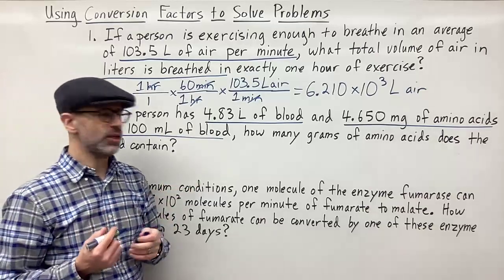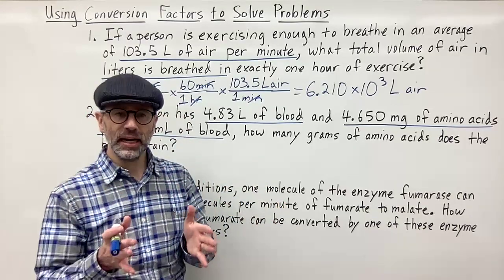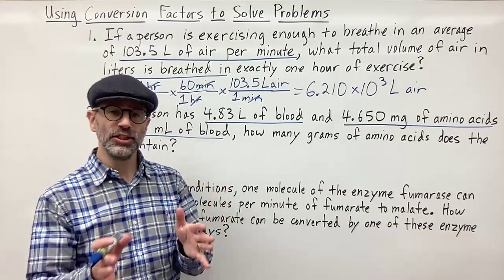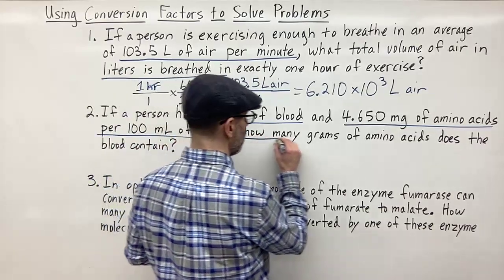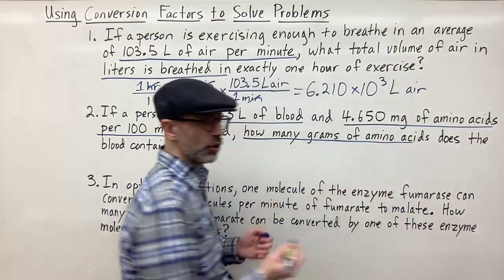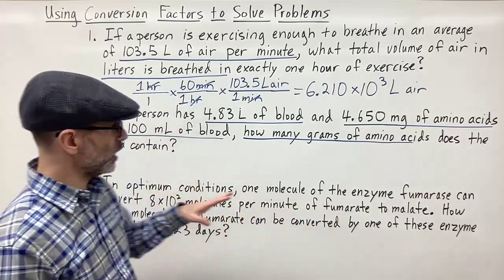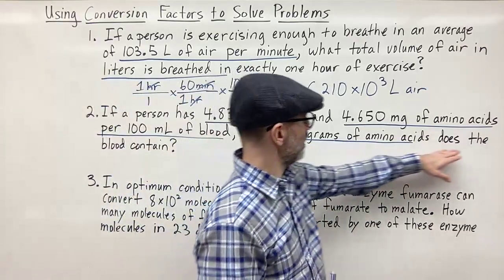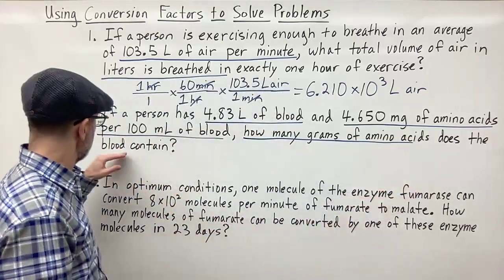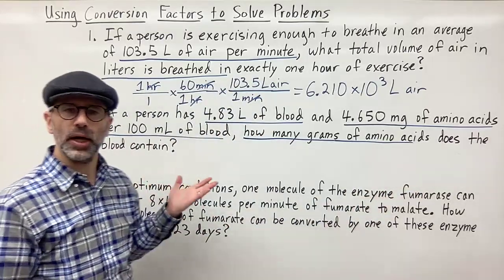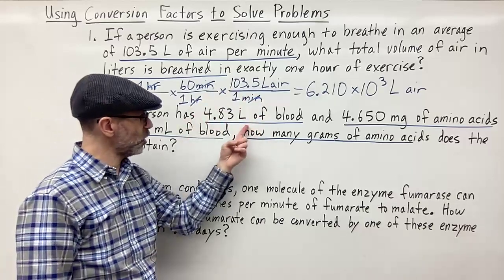Okay, now we get to the question. Remember, we need to figure out where to begin and where to end. The end of the problem is the end of the question. So what's the end of the question? How many grams of amino acids? So we want grams of amino acids. That's our goal. What are we going to start with though? You'll notice there's nothing left in the question that's relevant. How many grams of amino acids does the blood contain? Well, what blood? This amount of blood. So this is what we're going to start with.